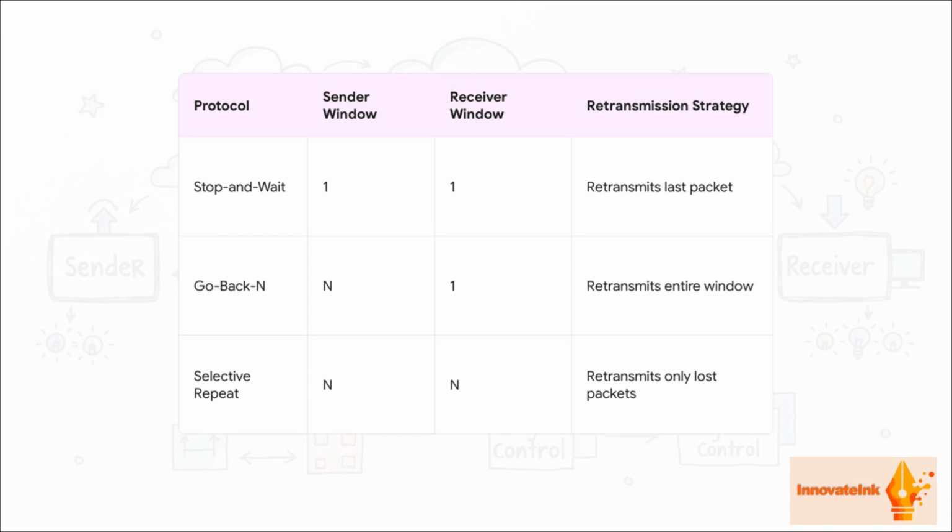Then you have selective repeat, which is the smartest of the bunch. It lets the receiver say, "Hey, everything arrived except for number 3. Can you send just that one again?" It's way more efficient, but it does require a bit more brain power on the receiver's end.